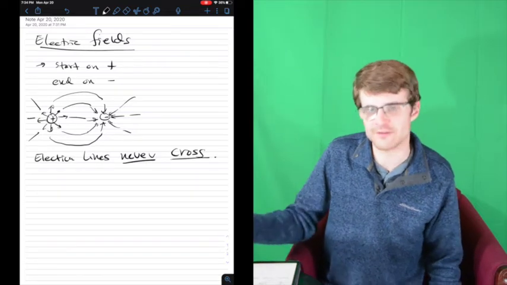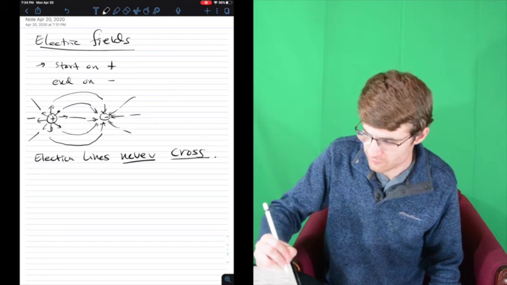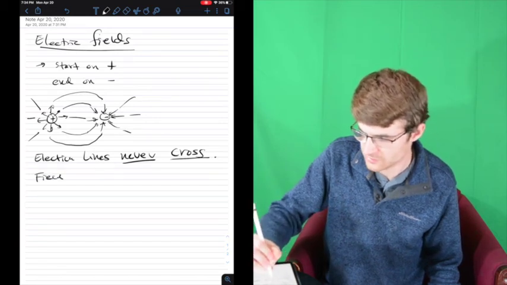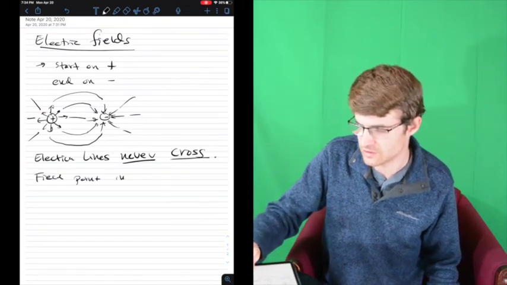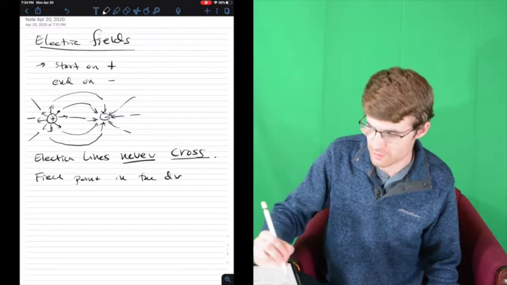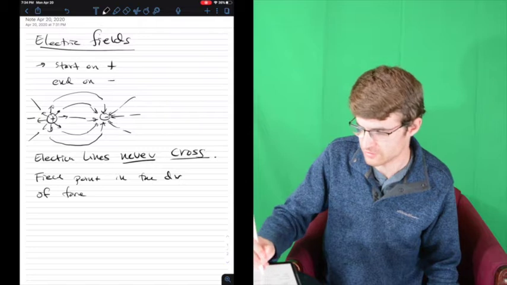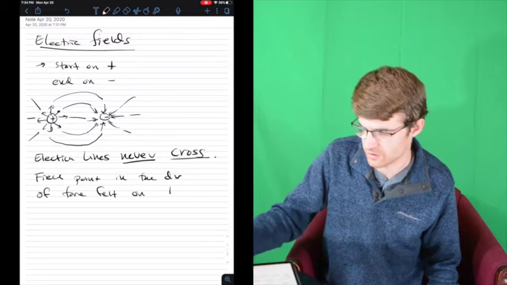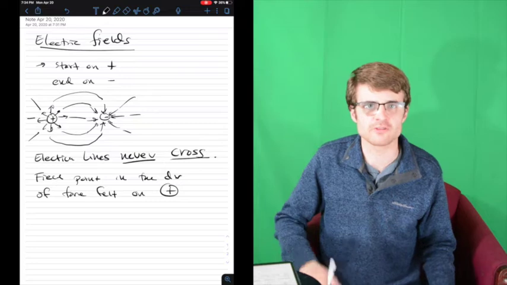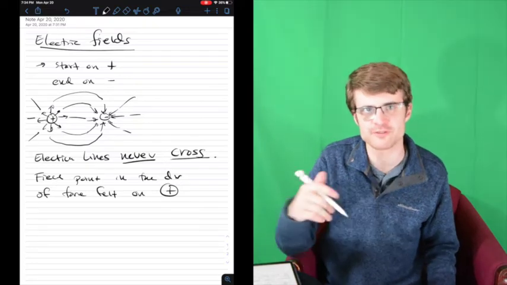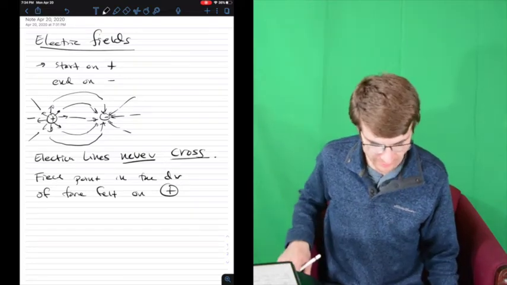Why does an electric field have a direction? Well, the field points in the direction of the force felt on a positive charge. And remember that a negative charge is going to feel a force in precisely the opposite direction.